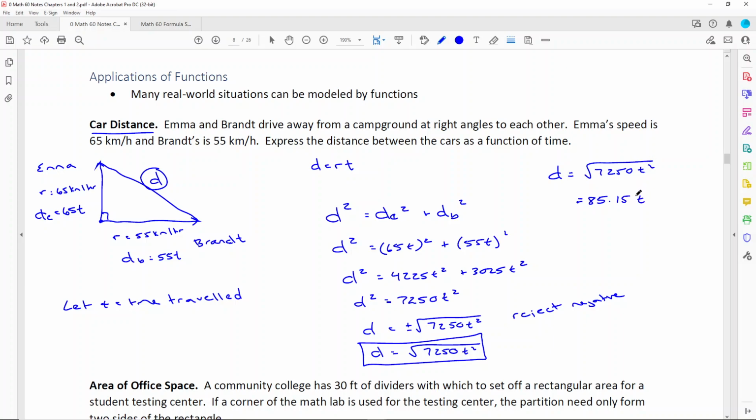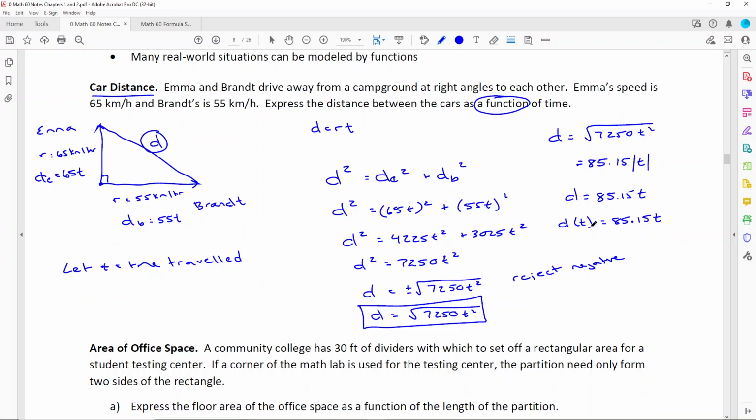Now you'll notice if you are reading along with the textbook, they start with the absolute value of t, because time is not going to go backwards, and because whenever we take a square root of a square, we know that we're going to take the positive case. So it's just going to be 85.15 t. Now careful, this is distance equals 85.15 t. But if I want to express distance as a function of time, I'm going to change it to function notation. Distance as a function of time is equal to 85.15 t. Awesome.